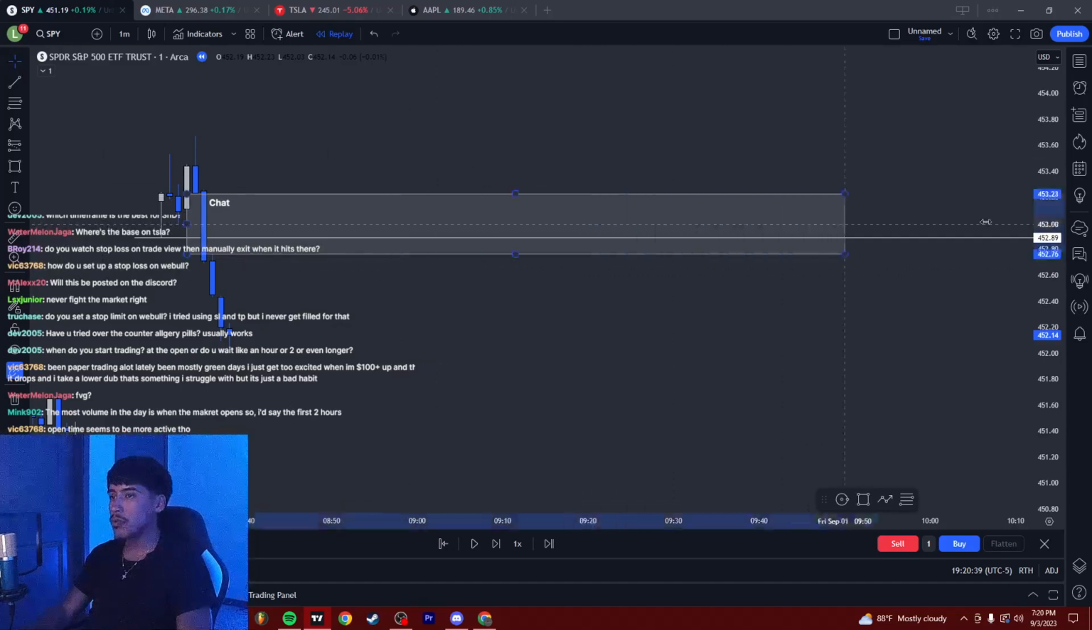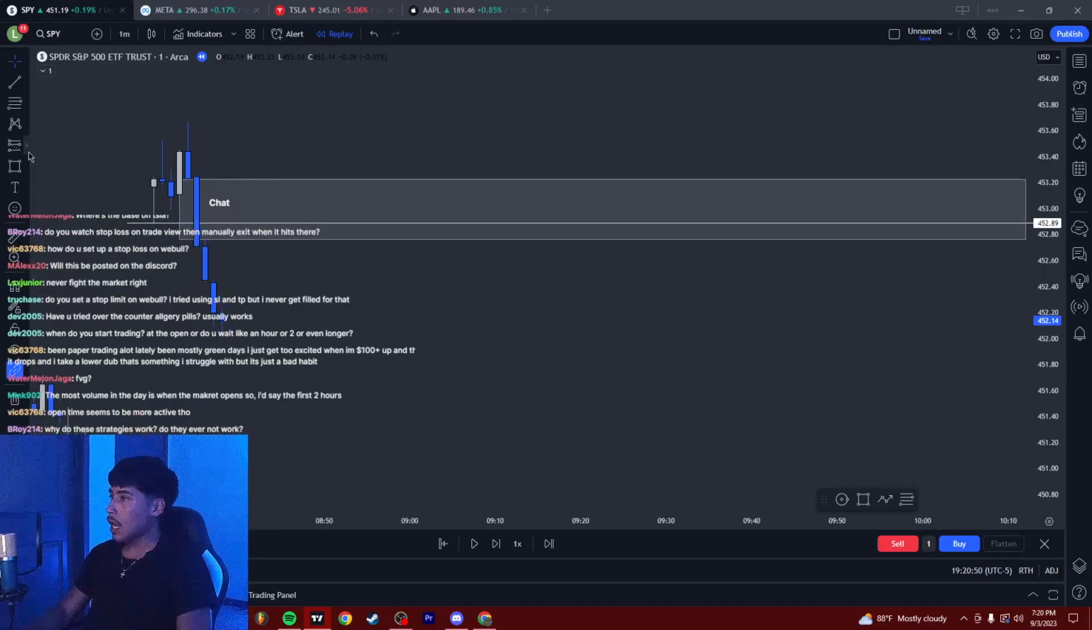Now I have my zone marked. I see that we broke structure. Instead of going up, we broke the lower day. Volume came in, so I know that the market's moving. I'm gonna wait for price to retrace for me to take this trade.